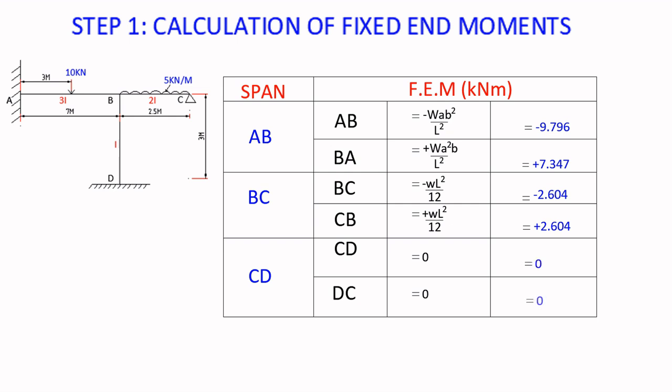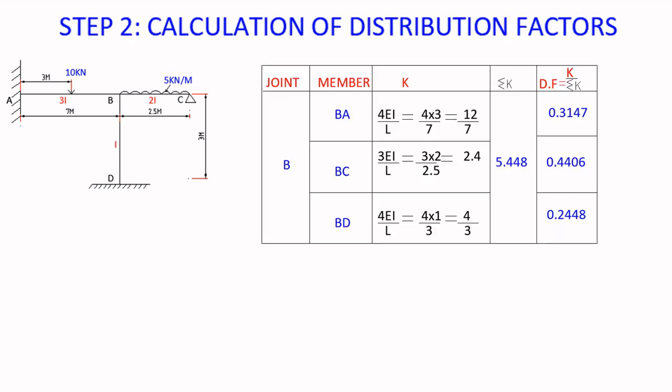So now we go to step number 2, calculation of distribution factors. For the far end, we only have one joint, that is joint B. If the far end is fixed, then the stiffness factor is 4EI over L. Therefore, for BA, we are going to have 4EI over L. Since we are going to factor out EI, I have not included it in the calculation, so I've simply said 4 times 3 divided by 7, because the moment of inertia of AB is 3I. So we get 12 over 7.